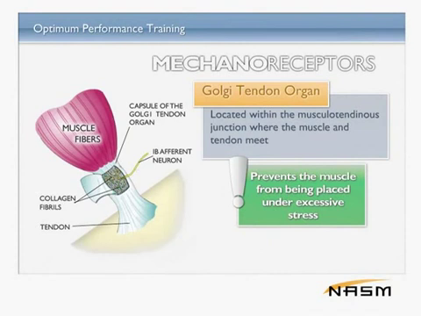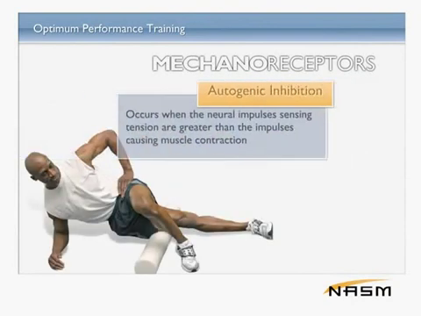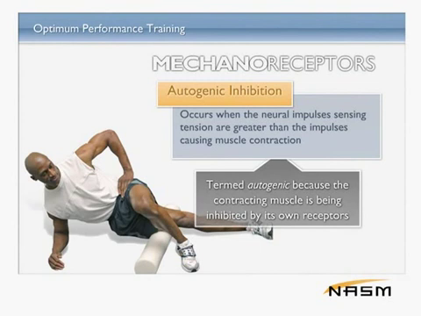Prolonged Golgi tendon organ stimulation provides an inhibitory action to muscle spindles located within the same muscle. This neuromuscular phenomenon is called autogenic inhibition and occurs when the neural impulses sensing tension are greater than the impulses causing muscle contraction. The phenomenon is termed autogenic because the contracting muscle is being inhibited by its own receptors.